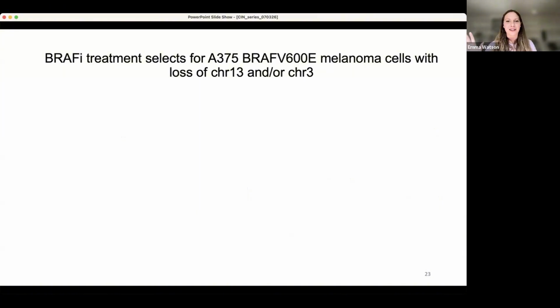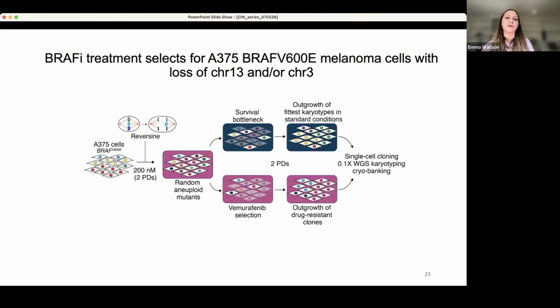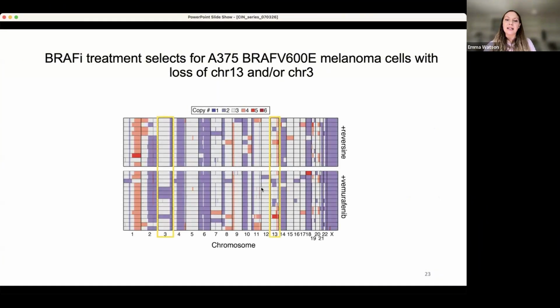But of course, we wanted to validate in our own hands that we could see this. And so we did our own forward genetic copy number screen under vemurafenib selection in A375 BRAF mutant melanoma cells. And what we find indeed is an enrichment for loss of chromosome 13. I'm just showing you one rep of one experiment. We've done this many, many times. We've done different doses. We always see loss of chromosome 13, and we see some additional loss of chromosome 3.